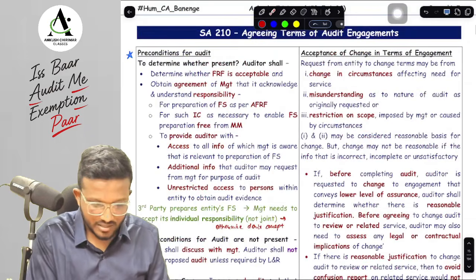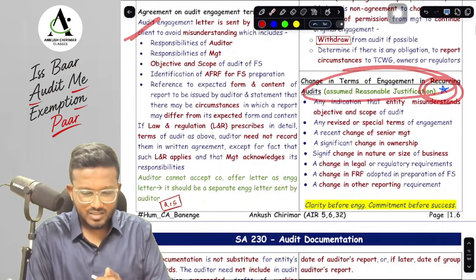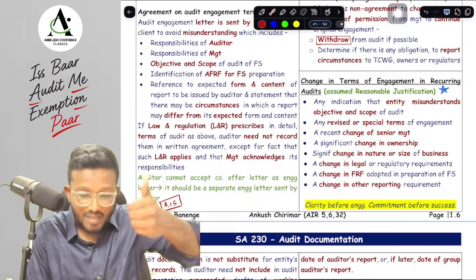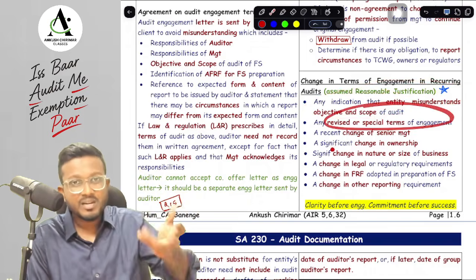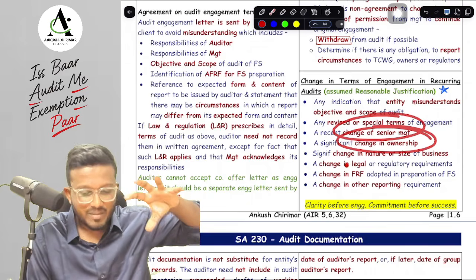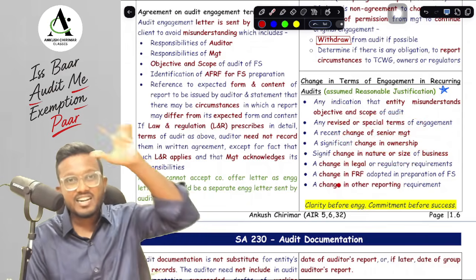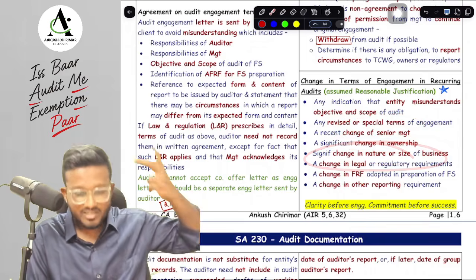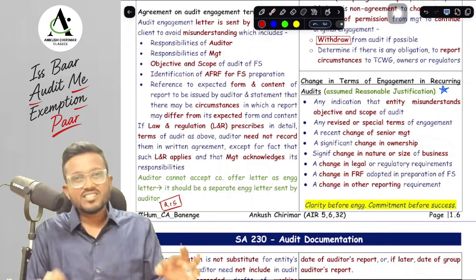Agreement on audit engagement terms is important, and a precondition for audit is important. Now we assume that there is a reasonable justification. Now what are the factors when we need to remind: when the entity misunderstands the objective and scope, when there are revised or special terms of engagement, when there is a change in business or a change in law. In terms of business, there is a change in senior management, a change in significant ownership, a change in size and nature of the business. In terms of law, there is a change in legal or regulatory requirements, a change in FRF, or a change in other reporting requirement. Okay, yes sir, this was our SA 210.